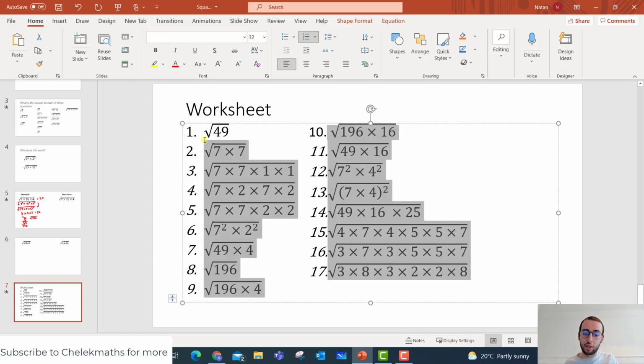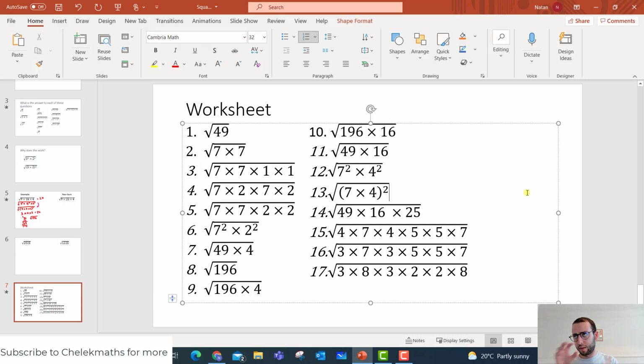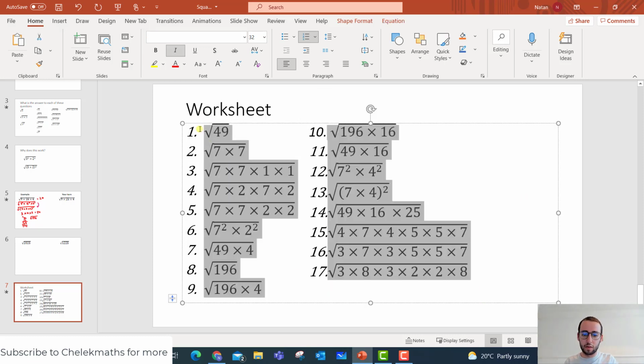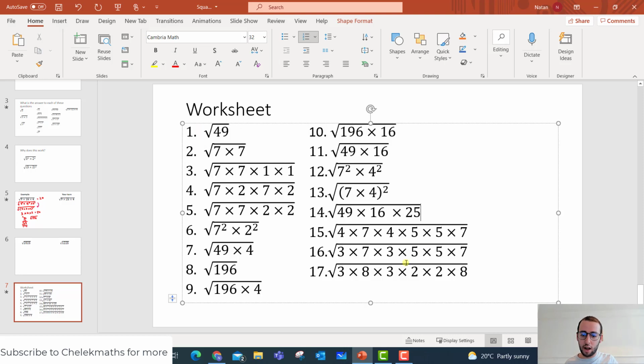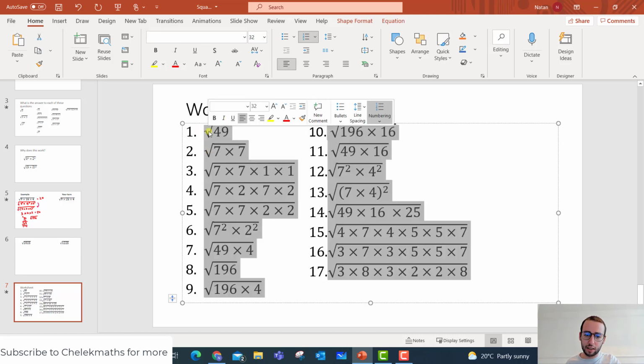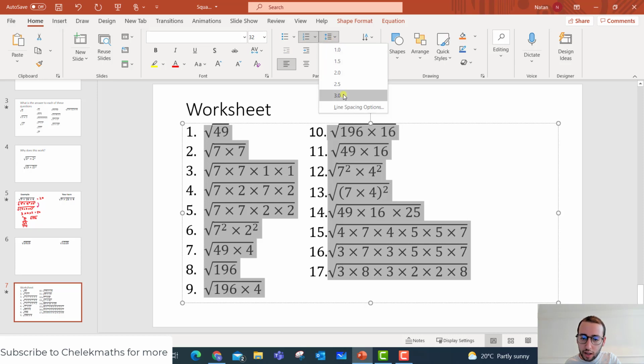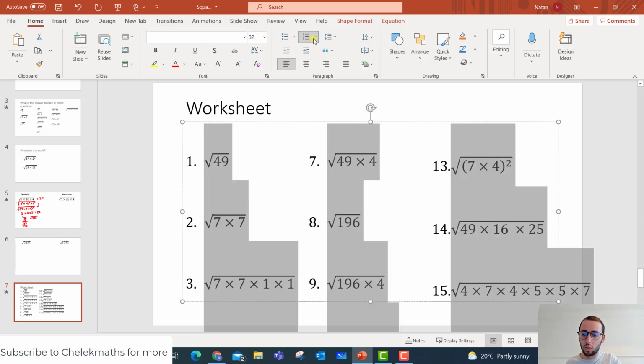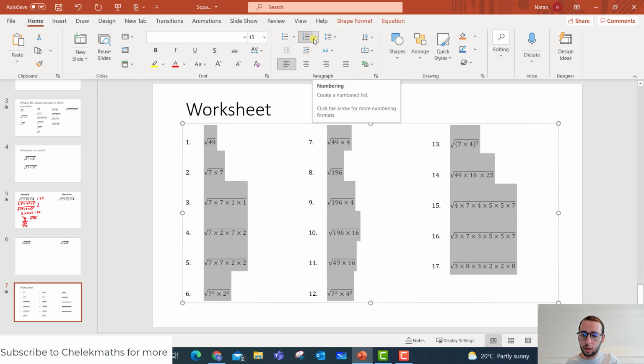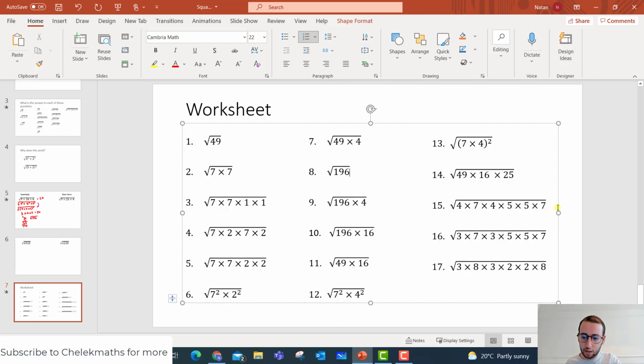So if I was actually going to put this onto a worksheet, then I would give a lot of space between these things. And in fact, I'm still going to add some indentation, some line spacing. Let's do 2. Yeah, let's do that.